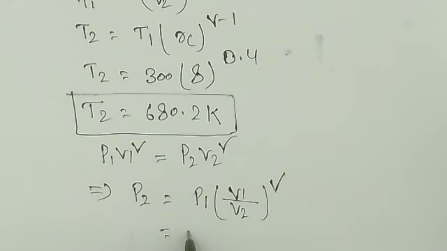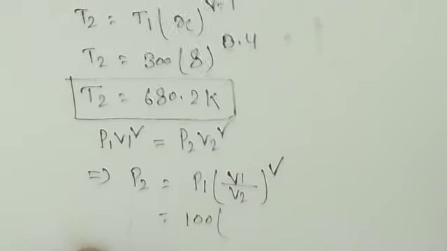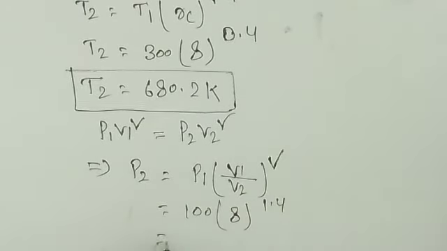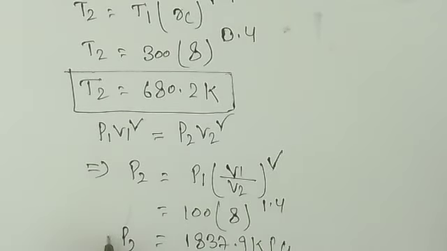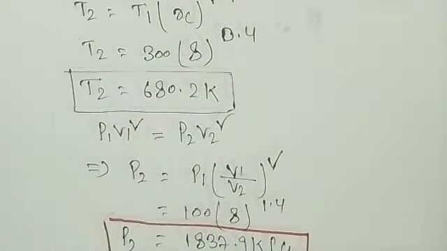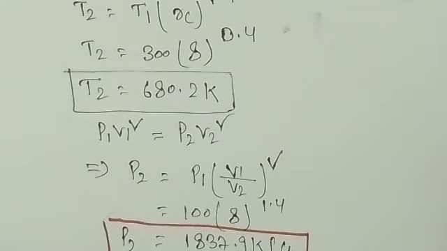So P1 you have 100 kilopascal given, and V1 by V2 is nothing but 8 to the power of 1.4. You'll simplify, you'll get the P2 value, right? So P2 is nothing but 1837.9. This is also in kilopascal. So we got the P2 also. Now you need to find out the T3 and T4.